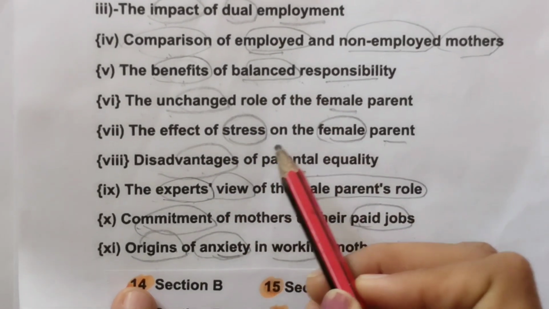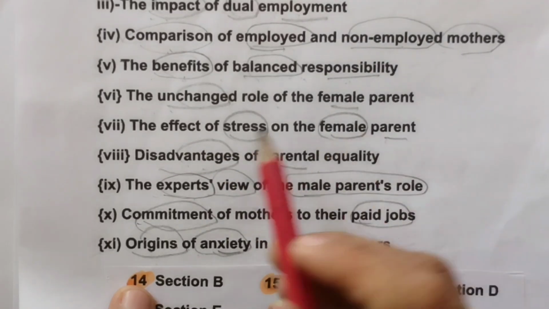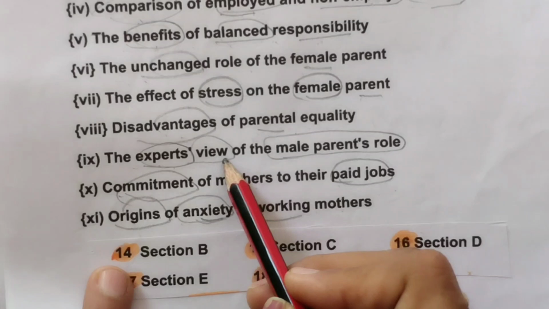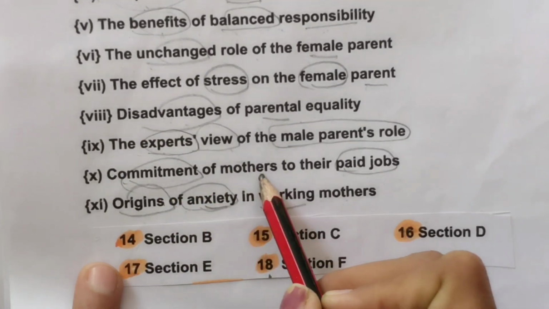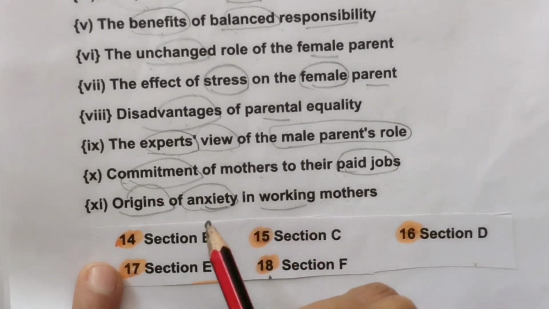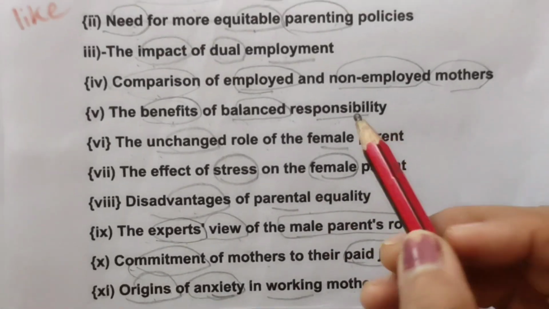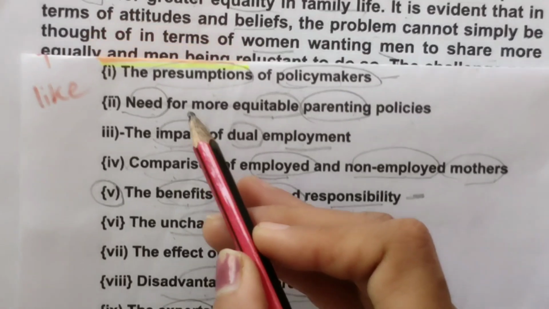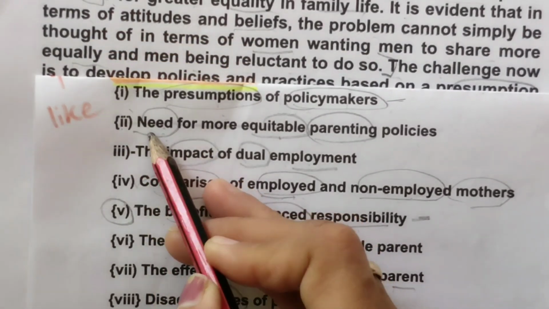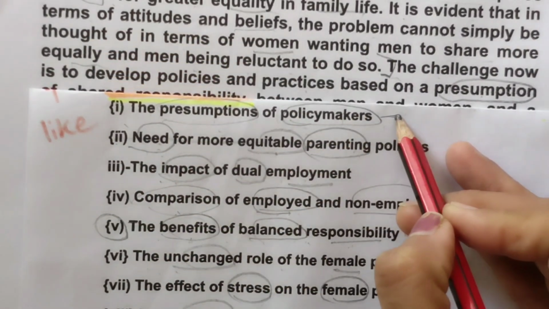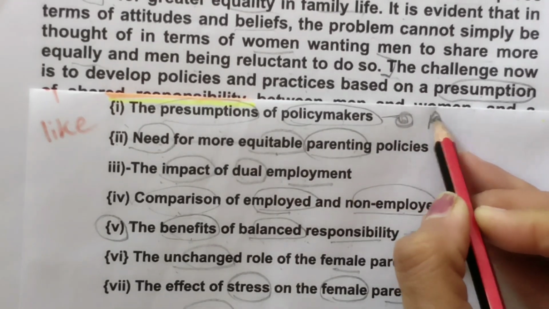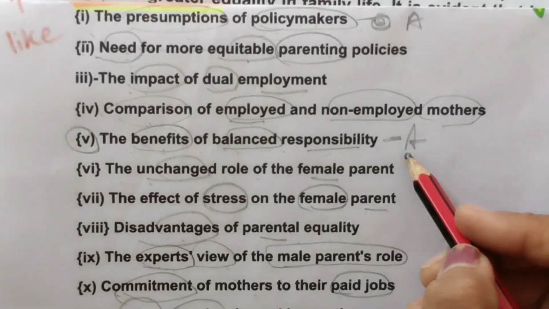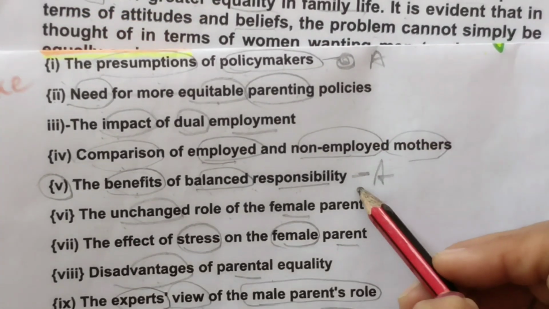This or this. Effect of stress, no stress was there. Disadvantages of parent equality, was not the experts' view, is also not there. Commitment of mothers to their paid job, they are also not talking. Origins of anxiety. So what do we have left? This I am thinking, this also, and the need is not there, so I can't just, and first also. So I will mark here, then I will change it if anything is more matching with these things.